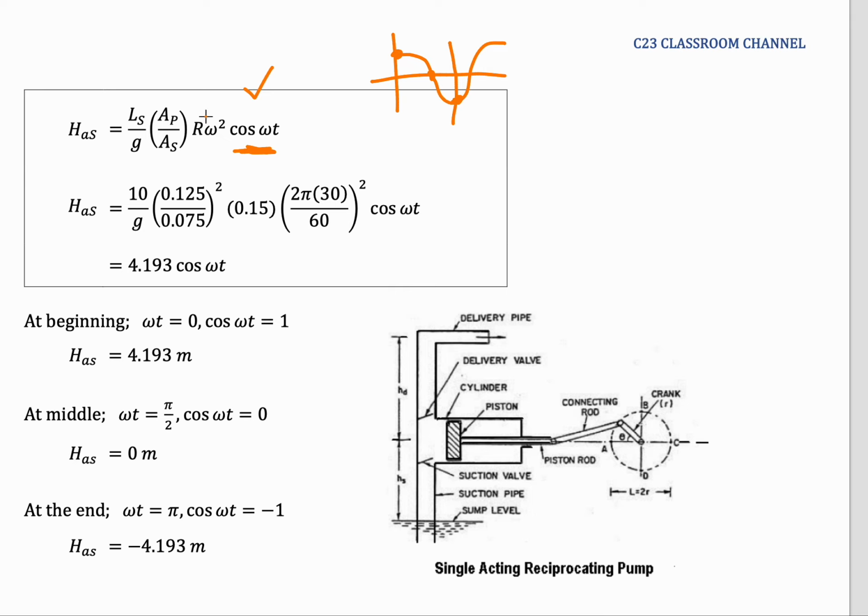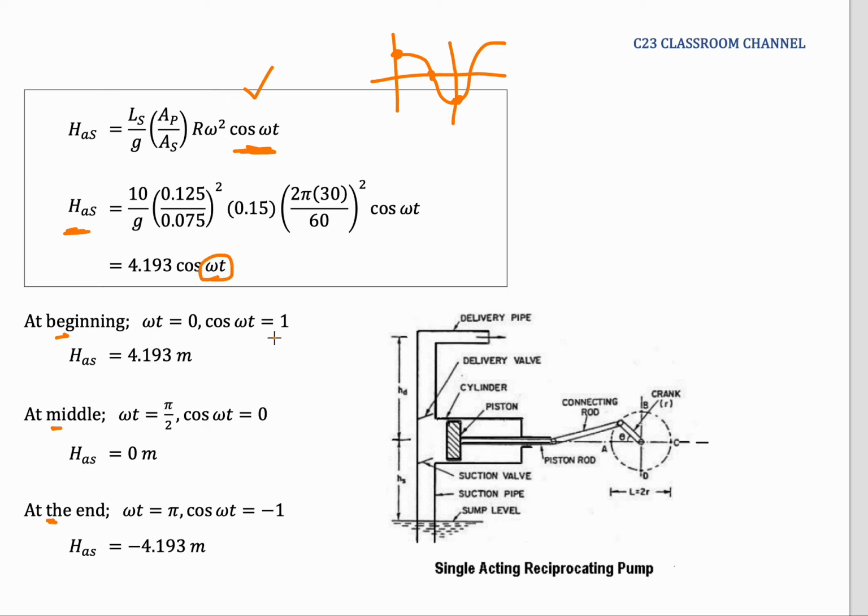So if we substitute all the values, we will simplify this equation, meaning the acceleration head for suction is 4.193 cos omega t. And then we could calculate the beginning and also the value for the middle and the end by changing the value of omega t here.